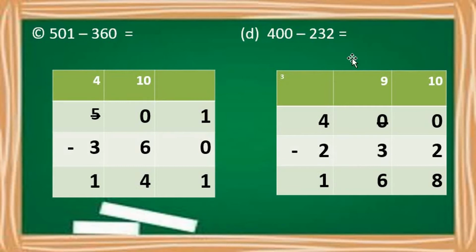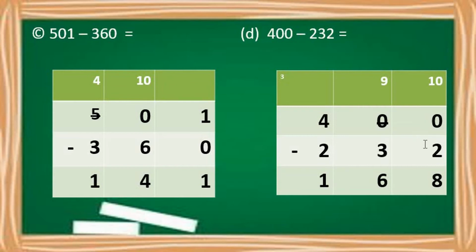So 1. Understood? And then now we move on. Question number D: 400 minus 232. First of all, 400 minus 232. 0 minus 2. Can we take out from 0 to 2? No, we cannot take out from 0 to 2. So that's why we take the borrow.